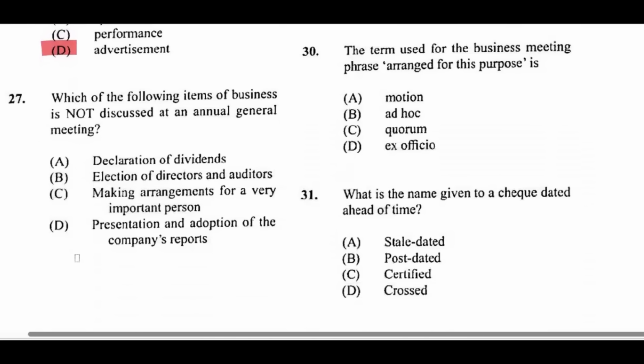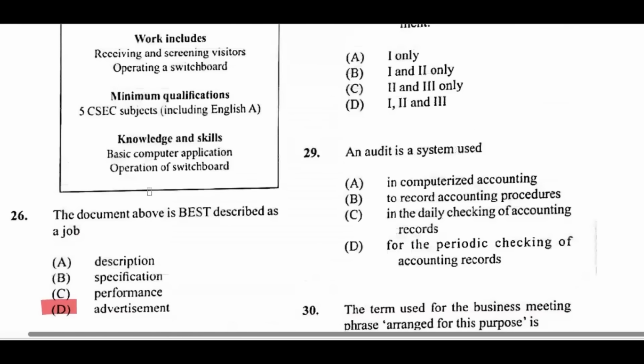27. Which of the following items of business is not discussed at an annual general meeting? An annual general meeting is a meeting held yearly. We will discuss declaration of dividends. Yes. Election of directors and auditors, definitely. Making arrangements for a very important person. Presentation and adoption of company. Right. So the answer is C. We don't discuss this at an annual general meeting.